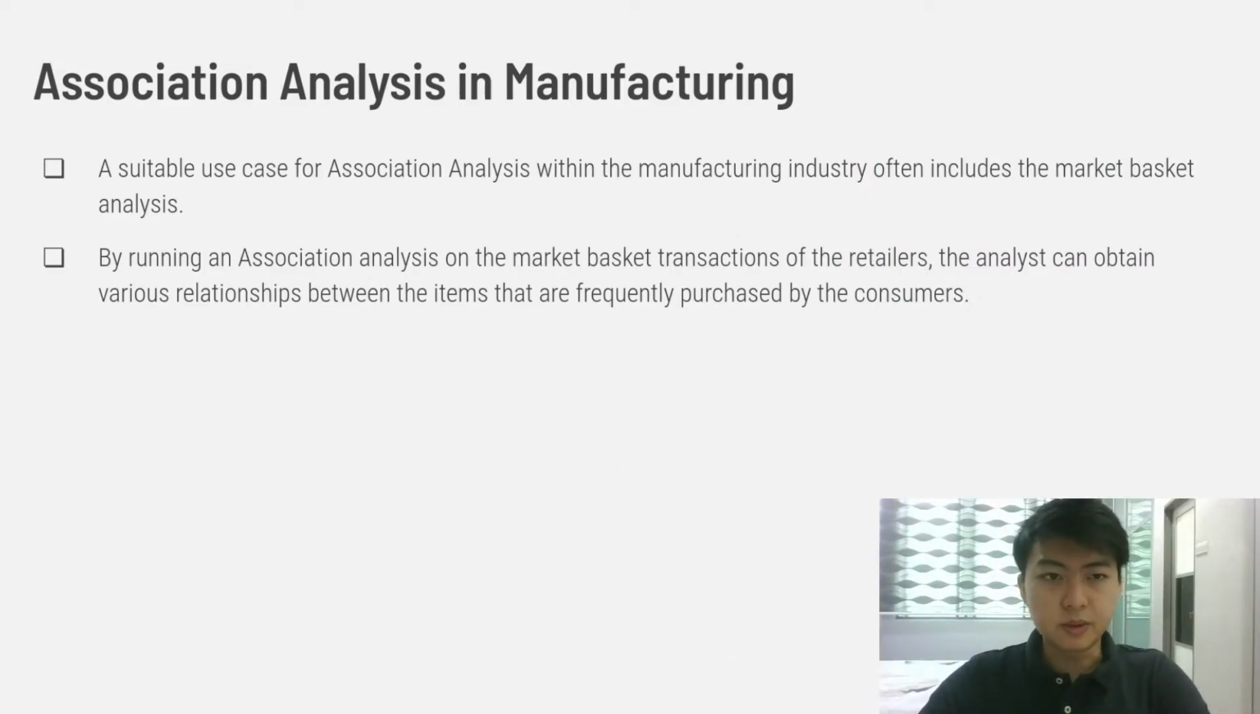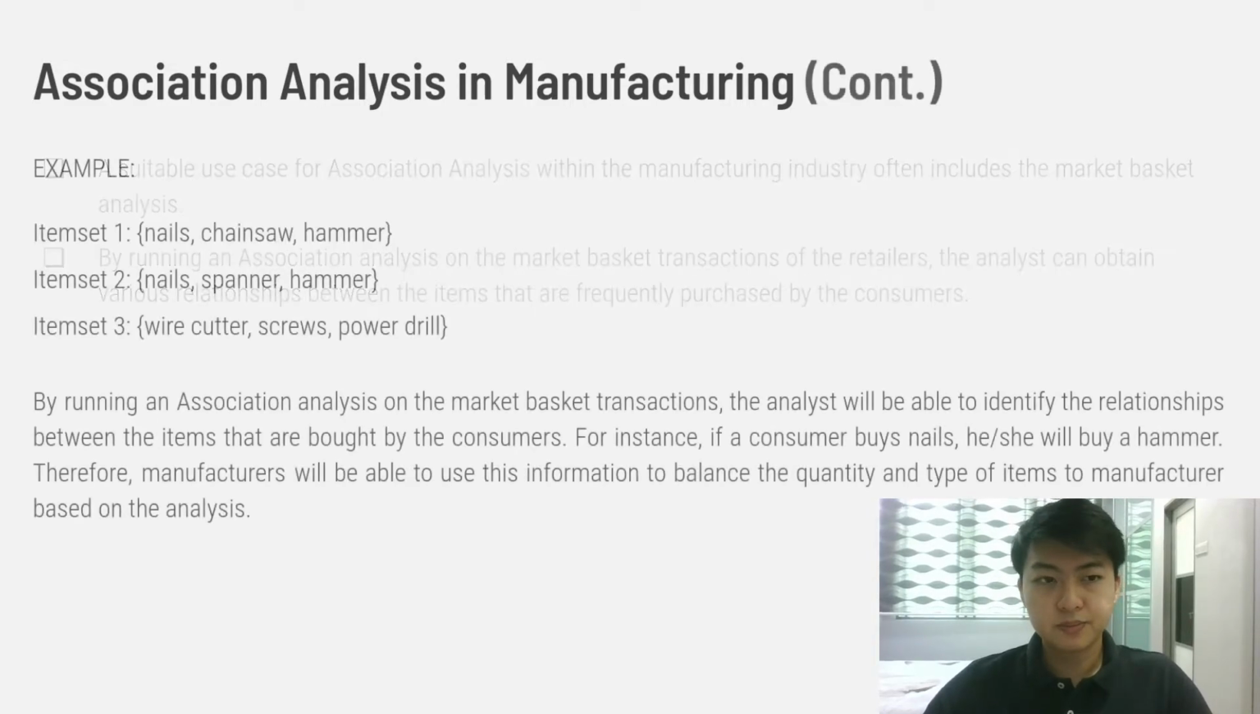Morning, my name is Do Win, metric number 261761, and I'll be explaining association analysis in manufacturing. So a suitable use case for association analysis within the manufacturing industry often includes market basket analysis. By running an association analysis on the market basket transactions of the retailers, the analyst can obtain various relationships between the items that are frequently purchased by the customers.